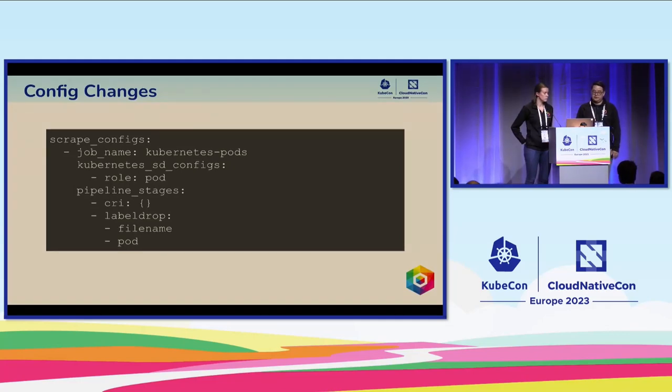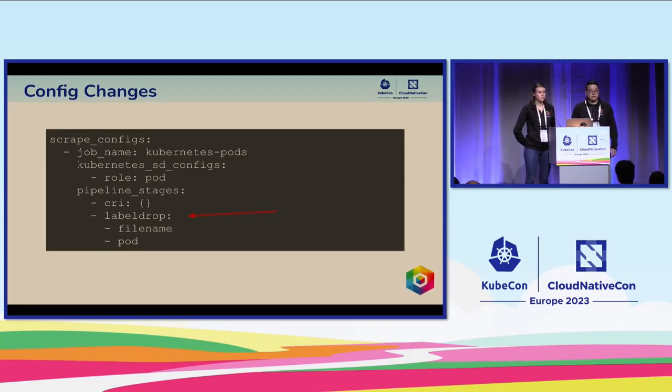So let's dive into the pipeline stages block. The first item in this list is a parsing type stage. We don't need to worry too much about this, but the gist is if you're using the containerd runtime, use CRI to properly parse the log line. If you're still using the Docker runtime, then this would be Docker instead.